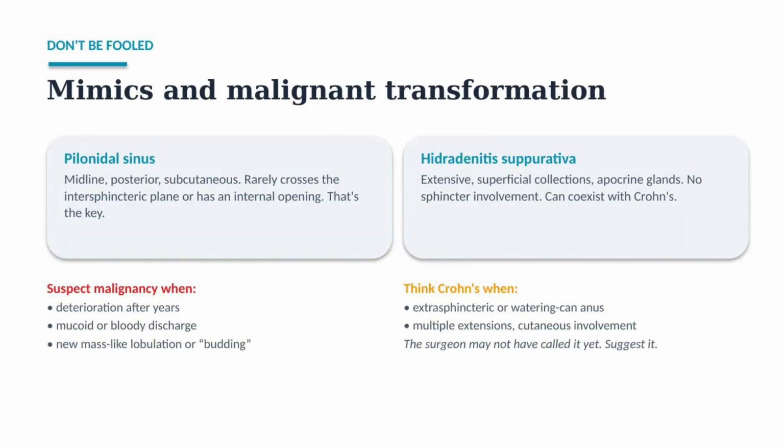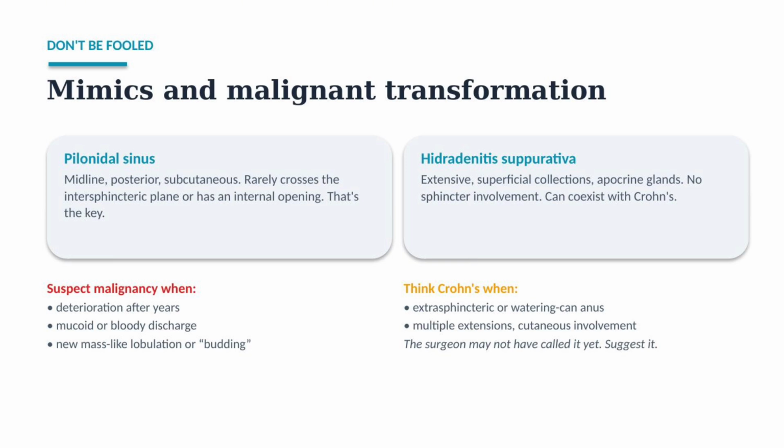Two mimics worth knowing. Pilonidal sinus is midline, posterior, and subcutaneous. It rarely involves the intersphincteric plane or has an internal opening, and that is the diagnostic key. Hidradenitis suppurativa is extensive and superficial, affects the apocrine glands and spares the sphincter. It can coexist with Crohn's, which complicates the read.